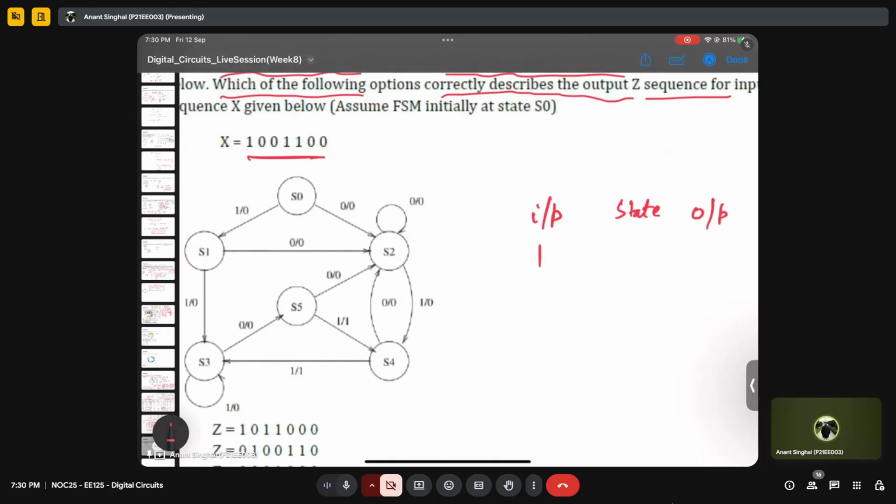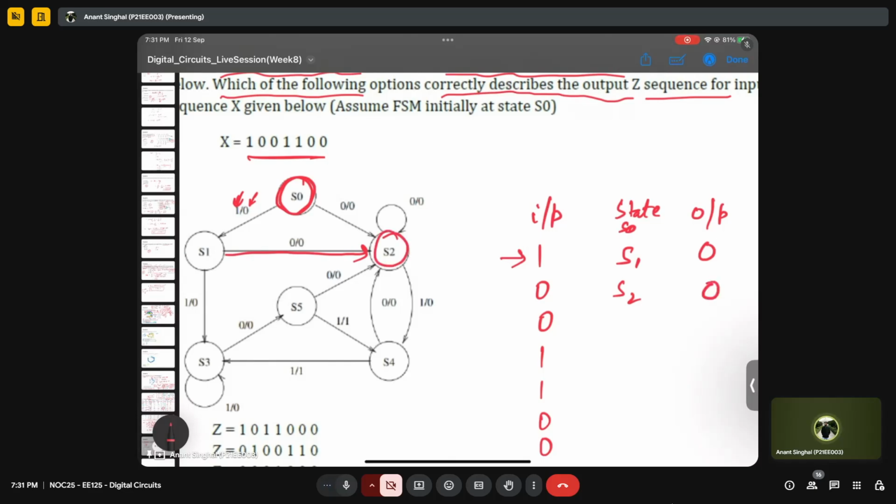So the input is already given in the question, which is this. So I'll write this 1, 0, 0, 1, 1, 0, 0. So we'll start with A. So it says when the input is 1, which is here, the output is 0 and it goes to S1. So let's say the state is initially S0. So it will go to S1 and the output will be 0. Right. So now it is at S1, the input is 0, which is this line basically. So it goes to S2 and the output is 0.